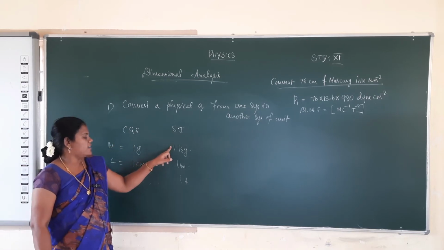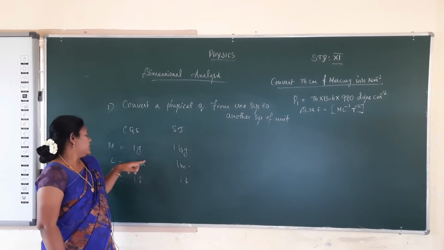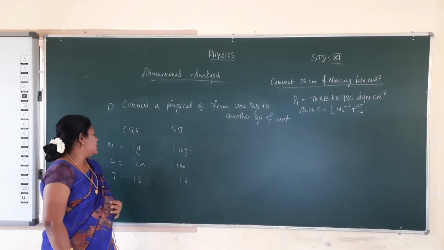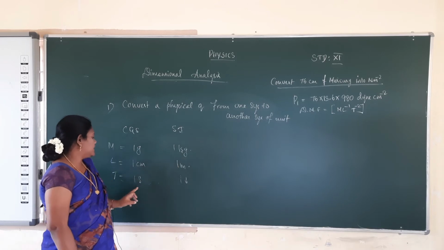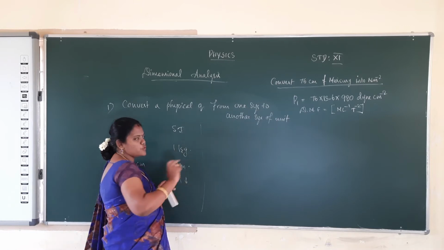But in SI, length is mentioned as meter, mass is mentioned as kilogram, and time is mentioned as second. Okay, so we will consider the pressure of two systems.